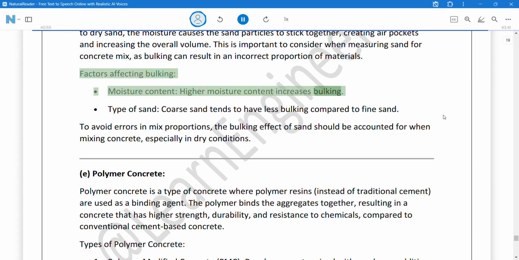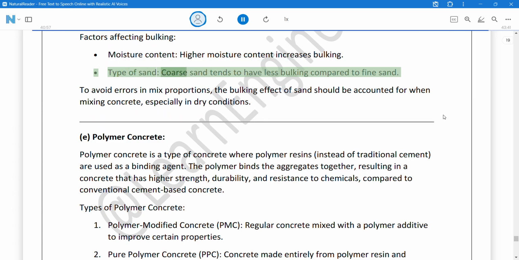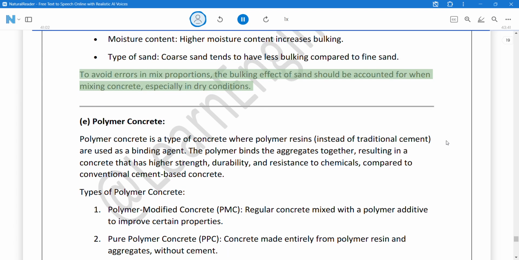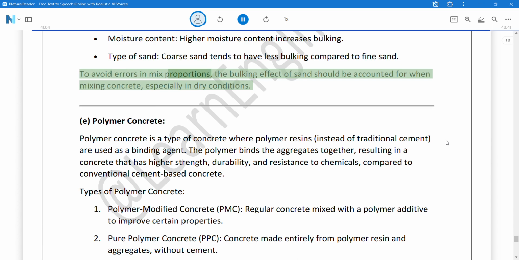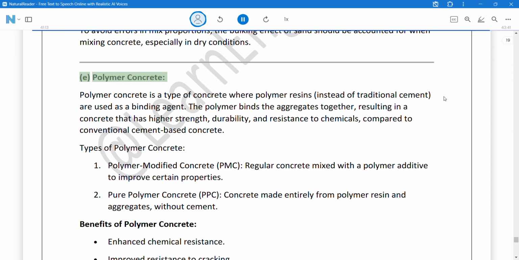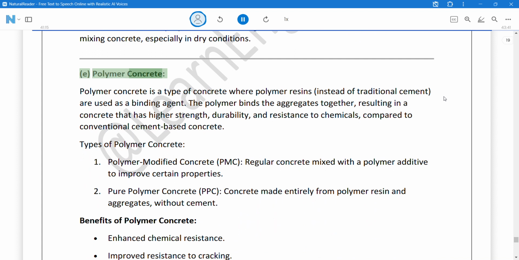Factors affecting bulking: moisture content. Higher moisture content increases bulking. Type of sand: coarse sand tends to have less bulking compared to fine sand. To avoid errors in mix proportions, the bulking effect of sand should be accounted for when mixing concrete, especially in dry conditions.